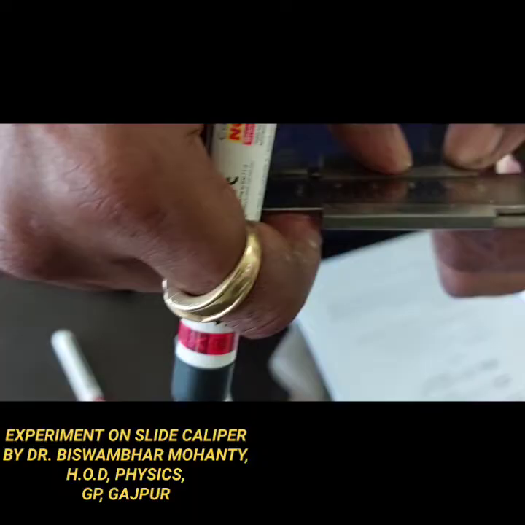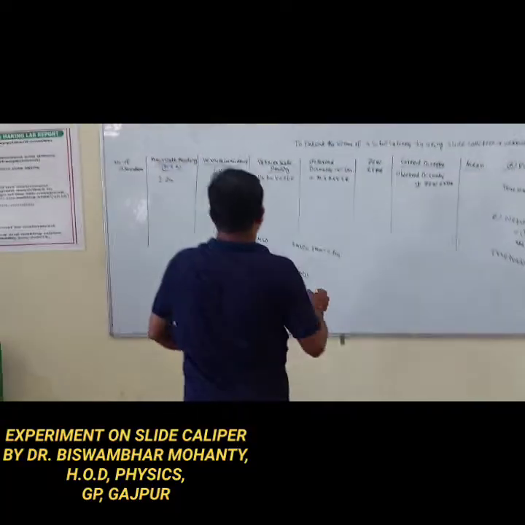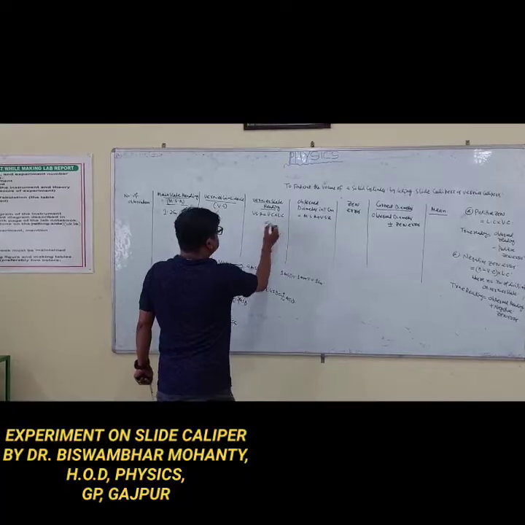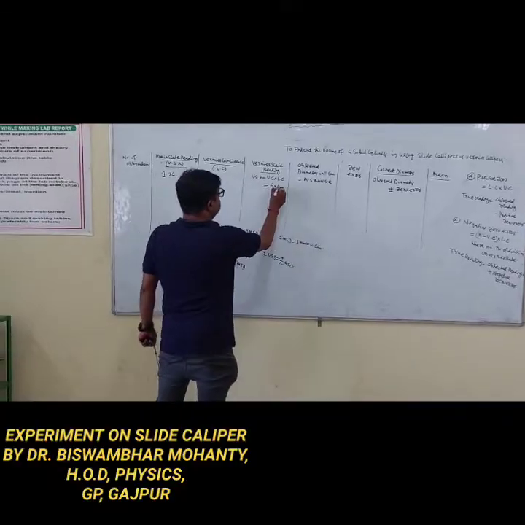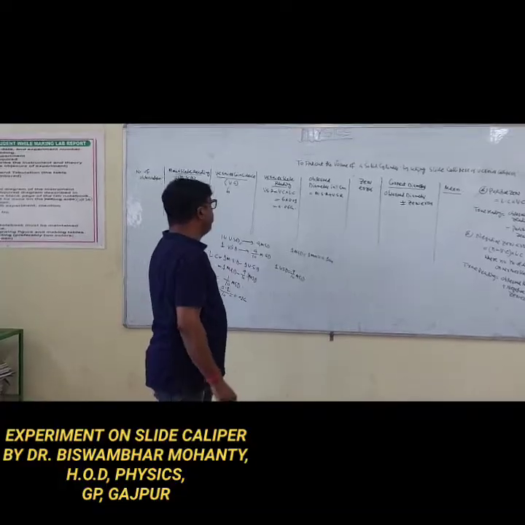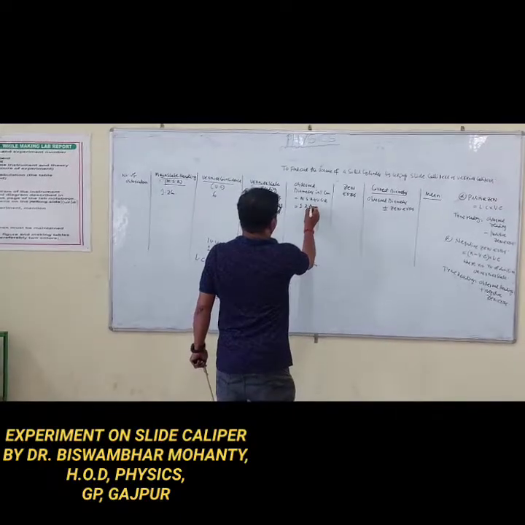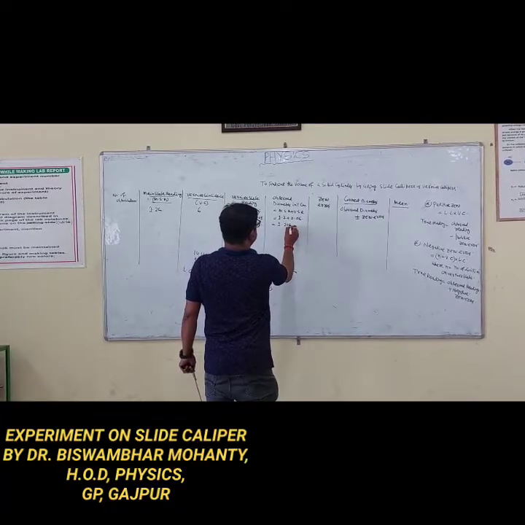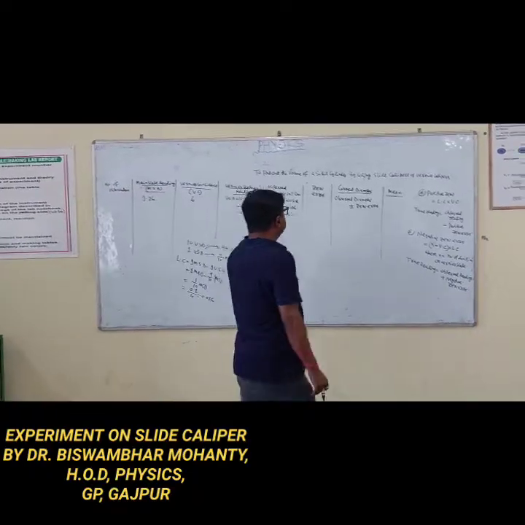Suppose the 6 of the vernier scale coincides with the main scale, so the vernier coincidence is 6. VSR is equal to vernier coincidence into least count, 0.01, that is equal to 0.06 centimeter. The observed value is main scale reading 1.2 plus VSR 0.06, that is equal to 1.206 centimeter.